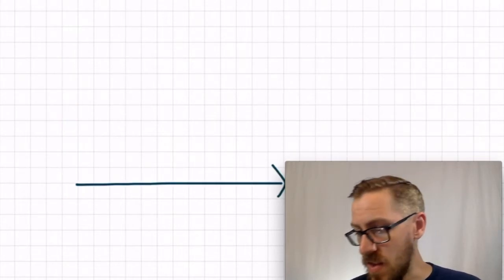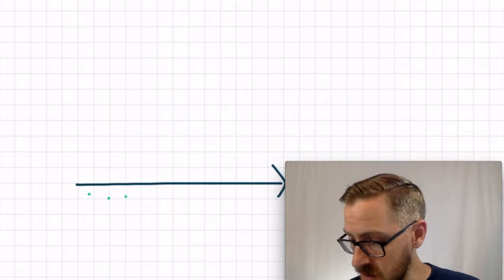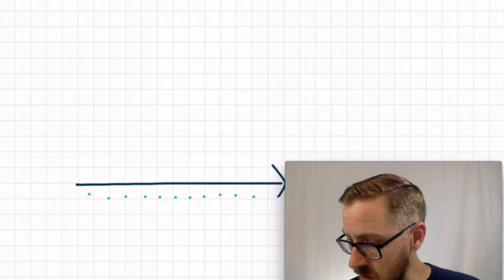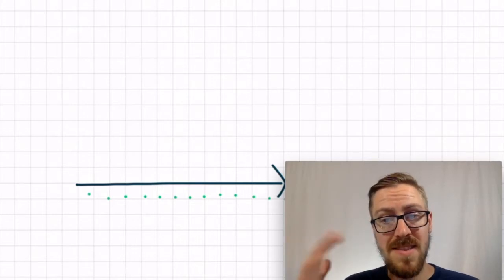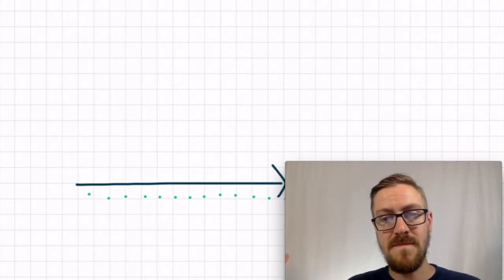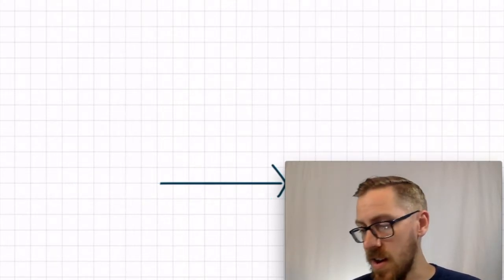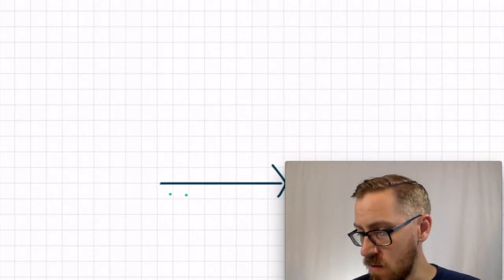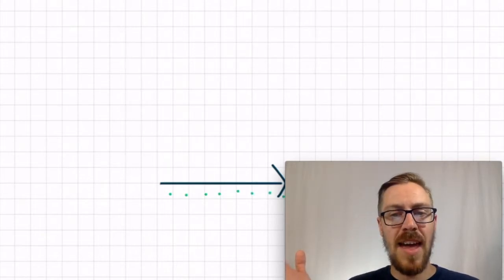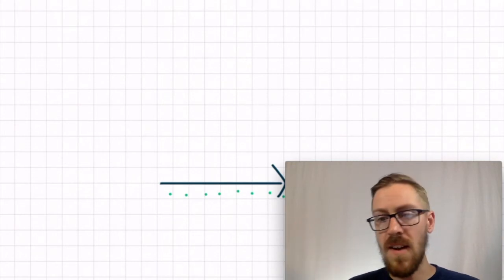Here's another one. This is 1, 2, 3, 4, 5, 6, 7, 8, 9, 10, 11, 12, 13 units to the right. Magnitude 13, direction right, and then 1, 2, 3, 4, 5, 6, 7, 8. Magnitude 8, direction still right.